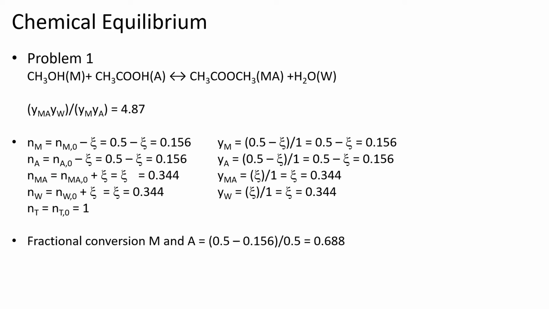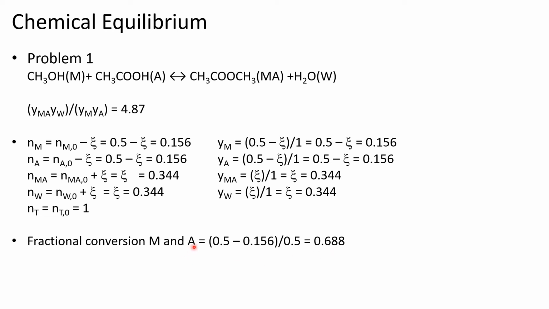The fractional conversion of a species is equal to the amount of that species which reacts divided by the amount that's fed to the reactor. So let's consider the methanol to begin with. The amount that reacts is equal to the amount that's fed, 1/2, minus the amount that exits. From the expressions up here, the amount that exits is 0.156. So that difference is the amount that reacts. We'll divide that by the amount that enters to calculate the fractional conversion. We get a value of 0.688. So 68.8% of the methanol that enters reacts.